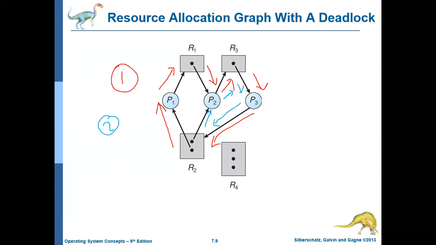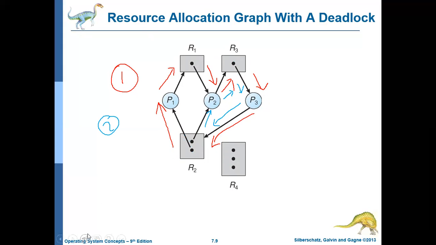Because that is what our rule says. If there is no cycle, then there is no deadlock. If there is a cycle, and if all the resources involved in that cycle have only one instance, then there is a deadlock. But if there is more than one instance, then there is a possibility of deadlock. Here R1 has only one instance, R3 has only one instance, but R2 has two instances. So there is a possibility of deadlock.